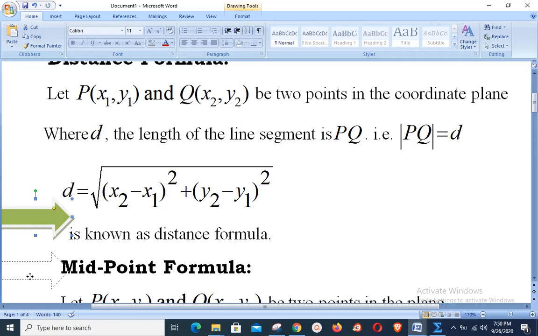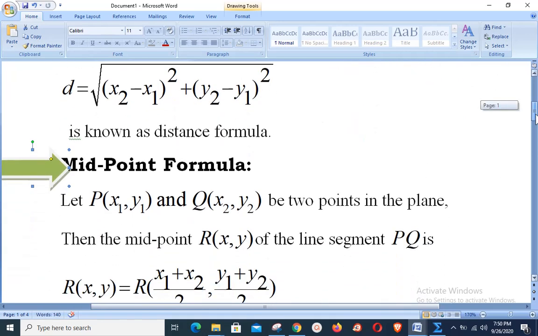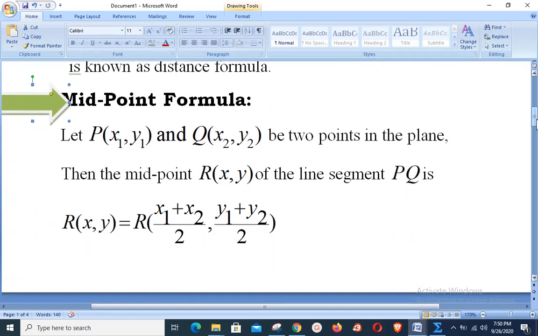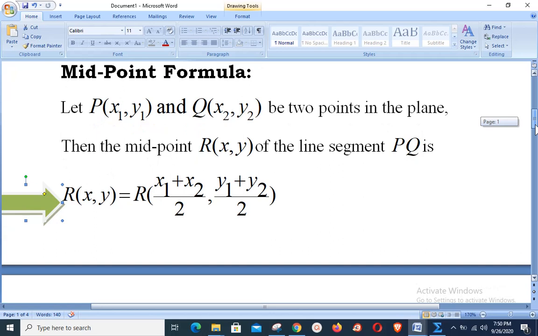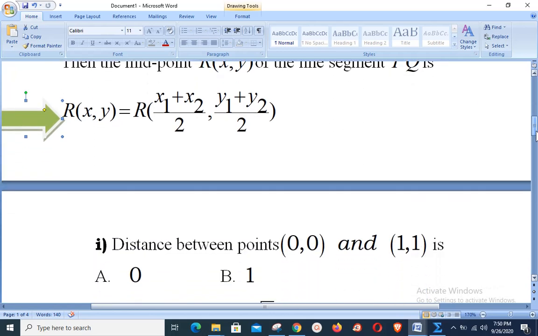Then you already completed the midpoint formula. Here we just have a review: let P(x1, y1) and Q(x2, y2) be 2 points in the plane, then the midpoint R(x, y) of the line segment PQ is R(x, y) equal to ((x1 plus x2) over 2, (y1 plus y2) over 2), that is, the sum of the x coordinates divided by 2, then the sum of the y coordinates divided by 2.